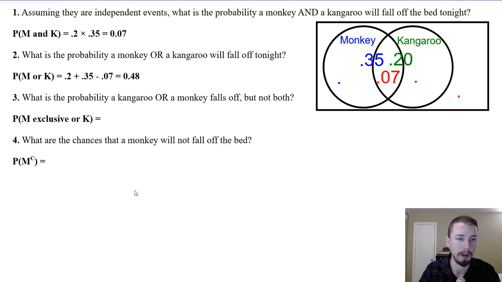What is the probability that a kangaroo or a monkey falls off, but not both? So that's exclusive OR, so we would subtract the intersection twice. So 35% plus 20% minus 2 times the 7%, which will leave us with 41% altogether. What are the chances that a monkey will not fall off the bed? Well, if the probability a monkey will fall off is 35%, then the probability they would not is 1 minus 35%, which would give a 65% chance.